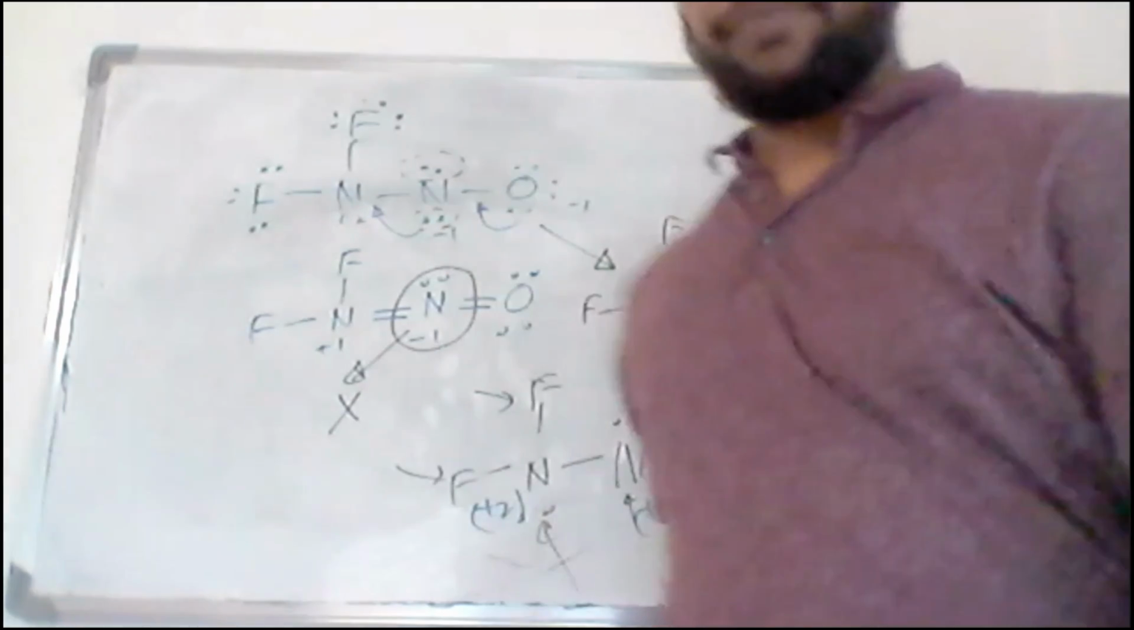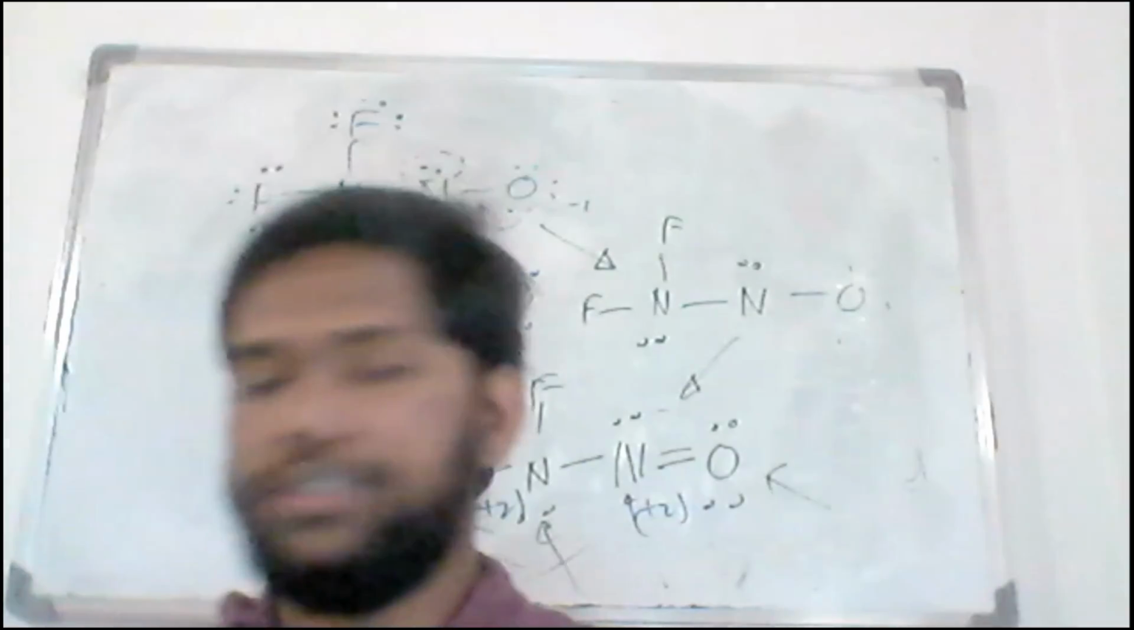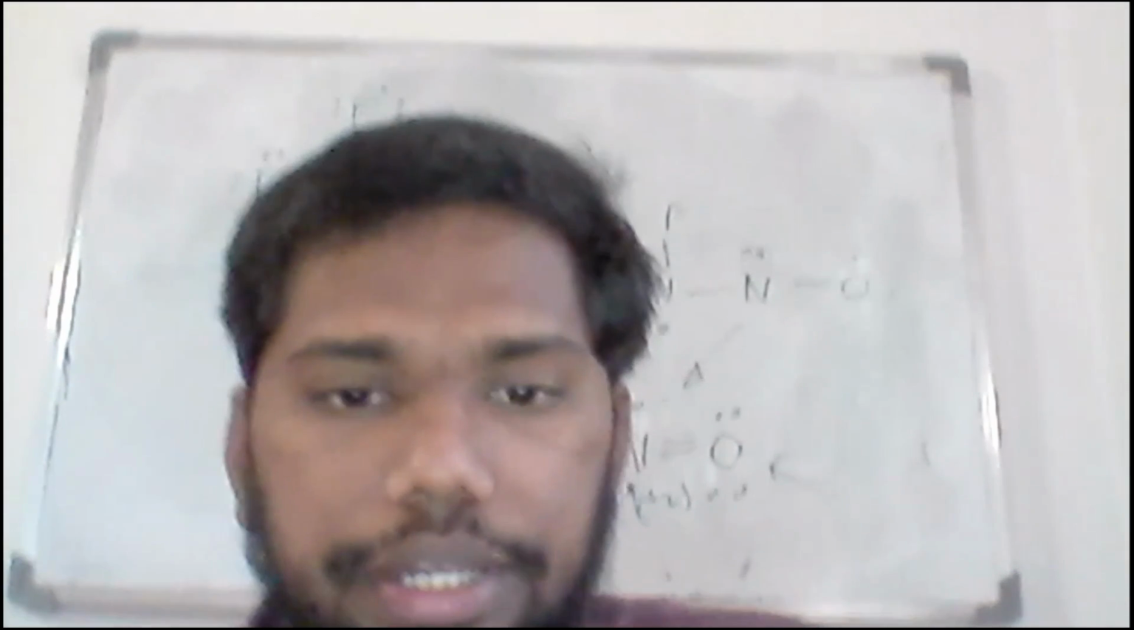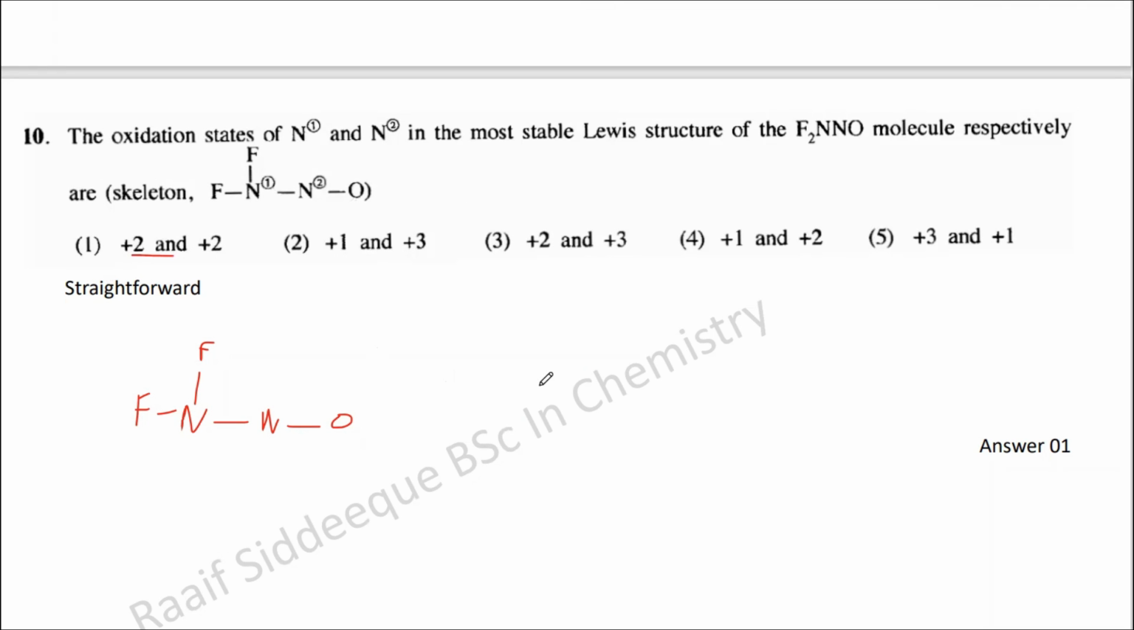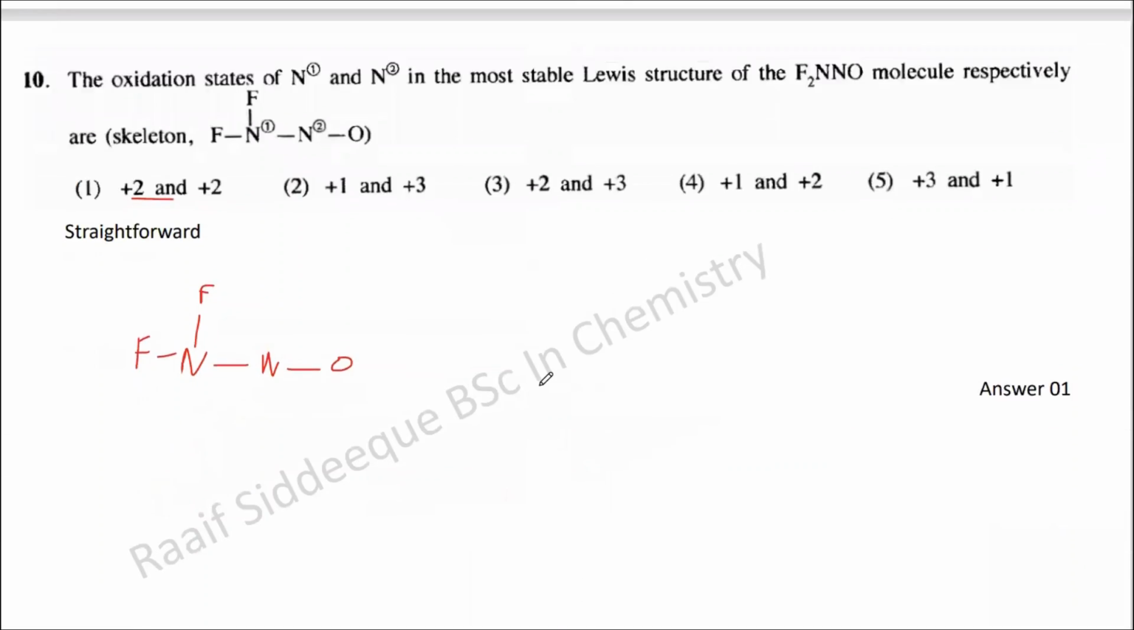Okay. So according to that, so I will share the screen again. Right, so according to that, we see that both nitrogens are +2. So the only possible answer is this one, first one. Okay, so this sums up our discussion for this one.